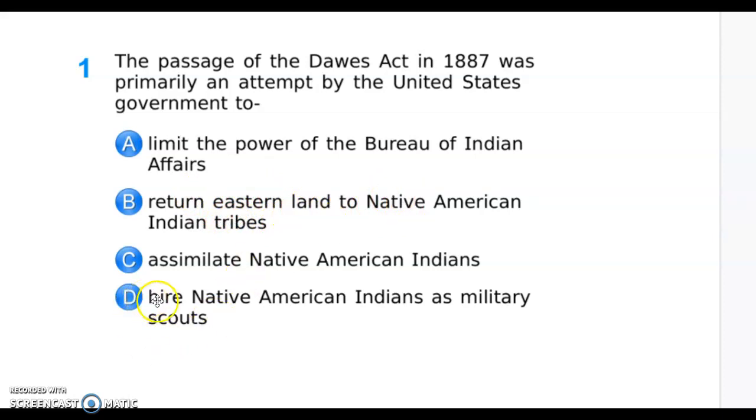And D is incorrect. Hire Native American Indians as military scouts. The Native American Indians were very upset about the fact that their land was taken from them and that they were being forced into the culture. So we weren't going to trust that they were going to come in and help with our military.